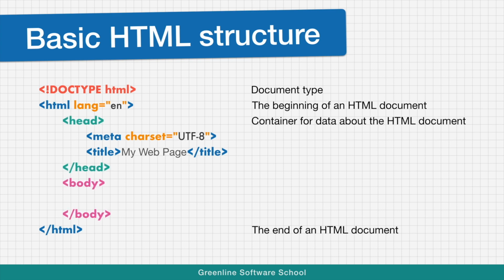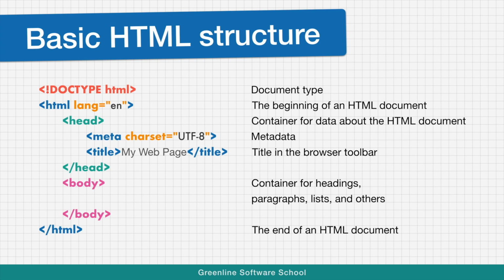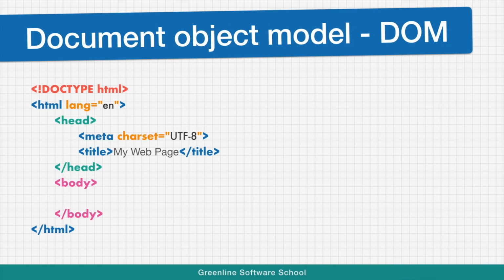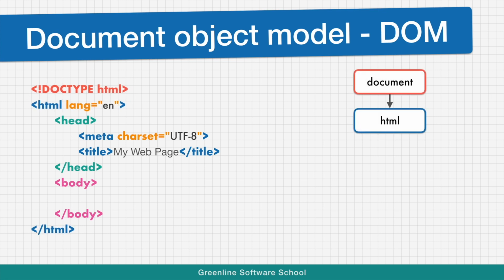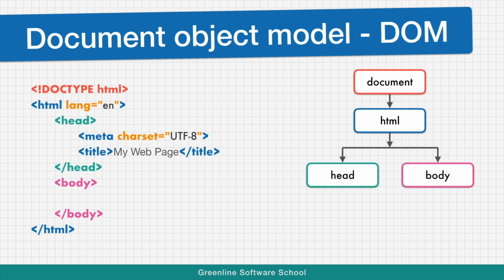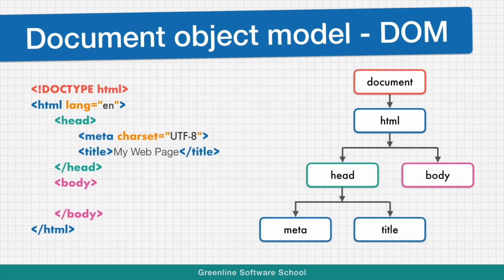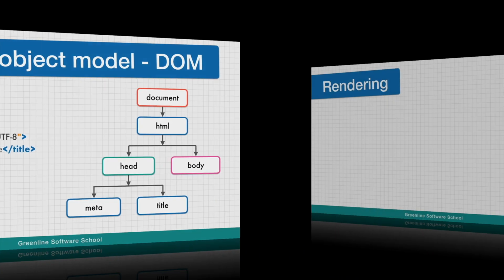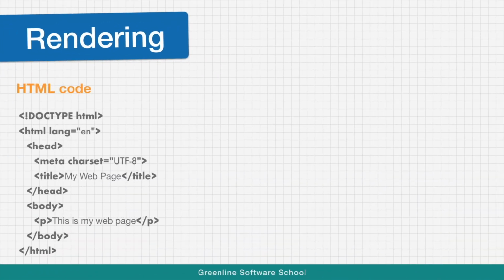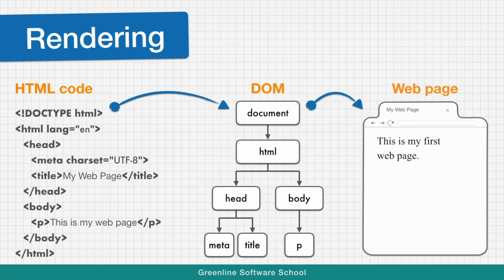The head tag contains data about the document such as a title or metadata. The body tag contains all the contents of the HTML document such as headings, paragraphs, lists, and others. Browsers read HTML code, create document object model, and display a web page. In other words, browsers turn website code into interactive pages or render a web page.